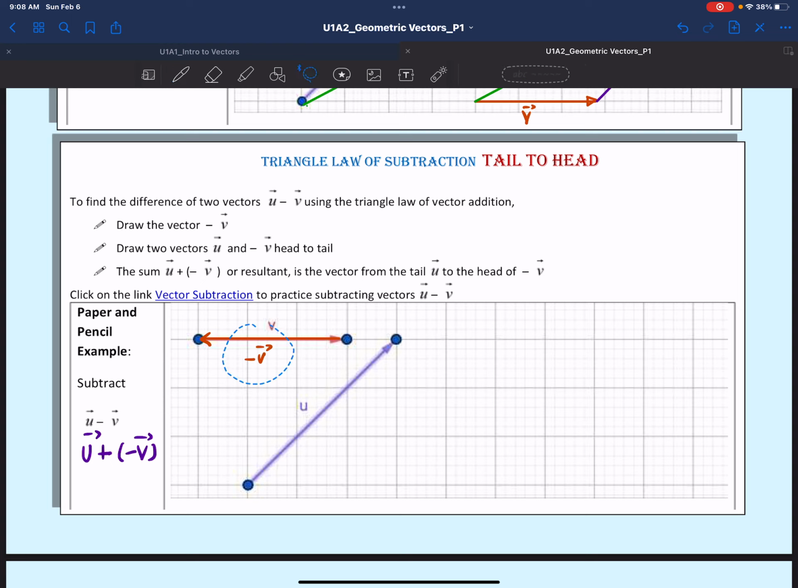Now, because we're adding vector negative v to vector u, we are going to place the tail of vector negative v onto the head of vector u. So here is the head of vector u, and here is the vector negative v. So the sum of vectors u with negative v will be, again, the vector that connects the tail of vector u, the first vector, with the head of the vector negative v, so the vector that we're adding.